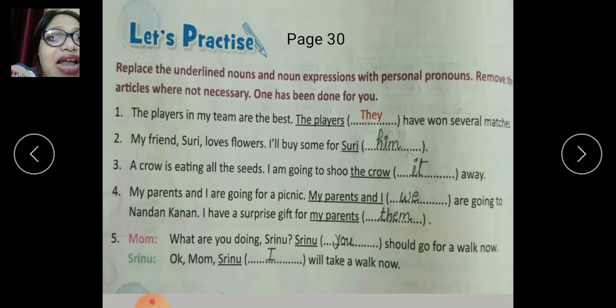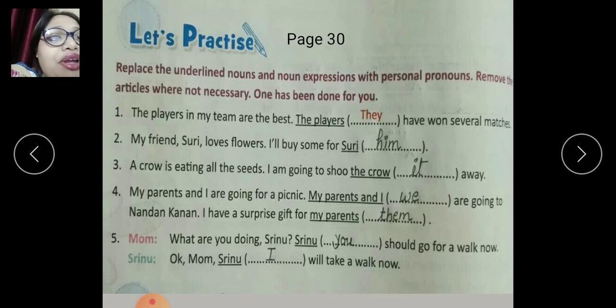My parents and I are going for a picnic. My parents and I, it's not looking nice. So we will change it to we, because it's plural. I have a surprise gift for my parents. So parents, it's plural. So we use them.